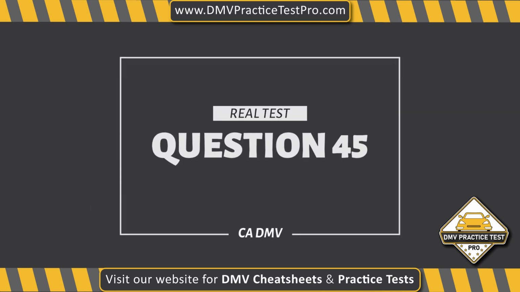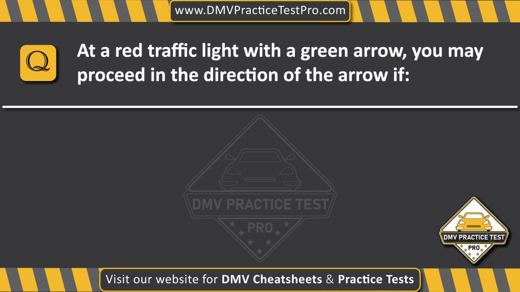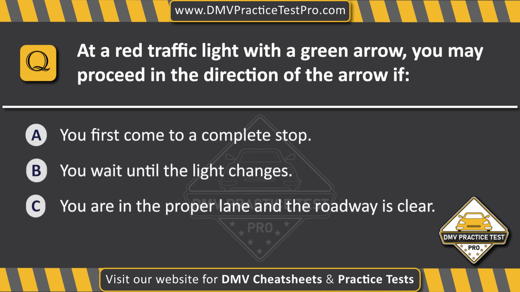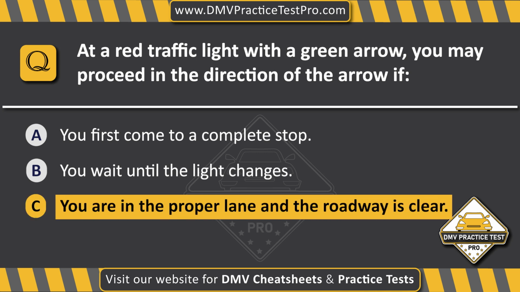Question 45. At a red traffic light with a green arrow, you may proceed in the direction of the arrow if: Option A, you first come to a complete stop. Option B, you wait until the light changes. Option C, you are in the proper lane and the roadway is clear. The correct answer is Option C, you are in the proper lane and the roadway is clear.